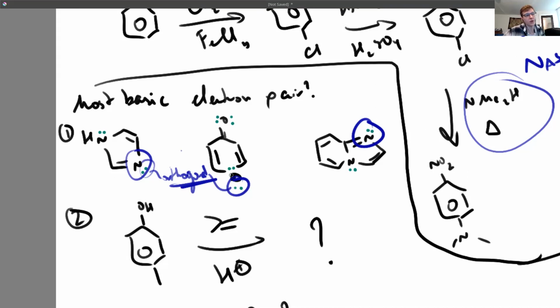Here, one of these electron pairs on the oxygen is tied up in resonance, but the other one isn't. So I believe the lone pair on the oxygen atom. Nope, just kidding. All right, this one's wrong. It's not correct. So this one's not it.